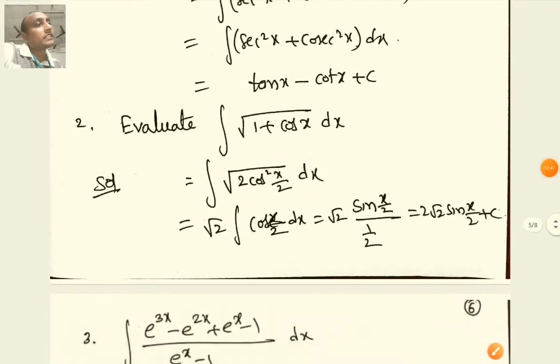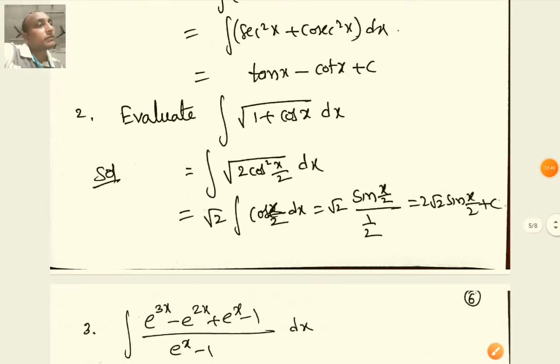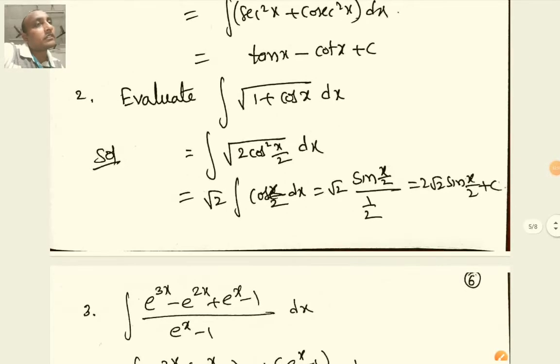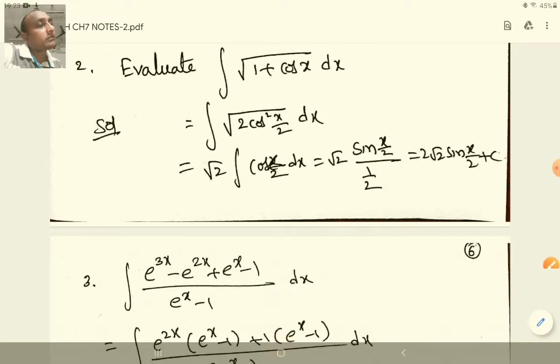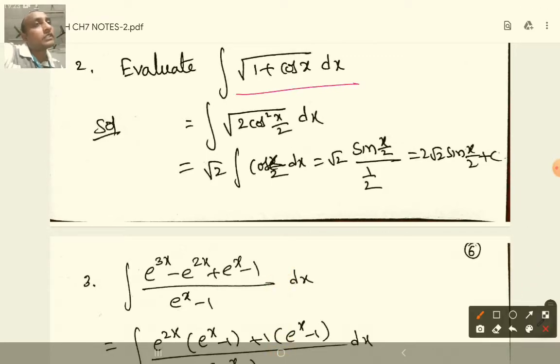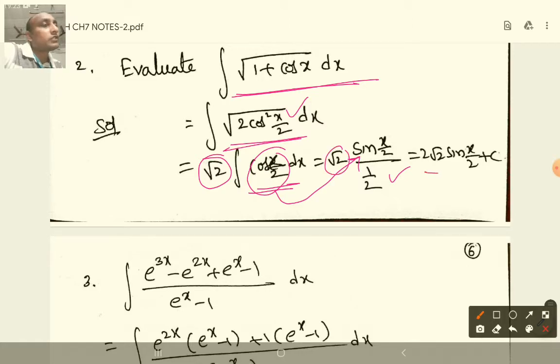That's why I just did root 1 plus cos x. Root 1 plus cos x can be written as root of 2 cos square x by 2. So root 2 has been taken common. The square root of cos square x by 2 is cos x by 2, and the integration of cos x by 2 is sin x by 2 divided by 1 by 2, and the root 2 will be here only, which is 2 root 2 sin x by 2 plus c, because here the important thing is the formula.